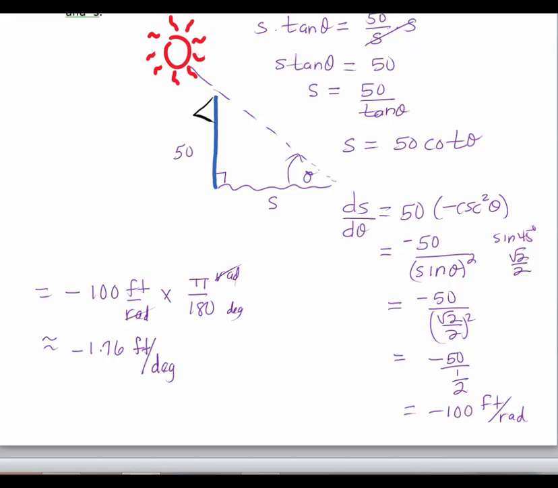So what's happening is, this makes sense: as the degrees increase, the shadow is going to get shorter. That's a negative relationship. So for every 1 degree increase in the angle of elevation, so as the sun is rising, you're going to get a decrease of 1.76 feet in your shadow, which makes sense, because as the sun goes up, the shadow gets shorter. As the sun goes down, your shadow gets a lot longer. And so there's your answer right there.